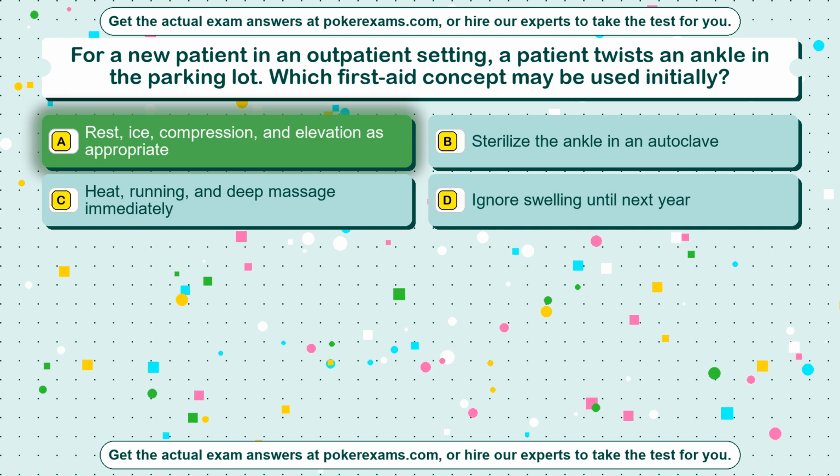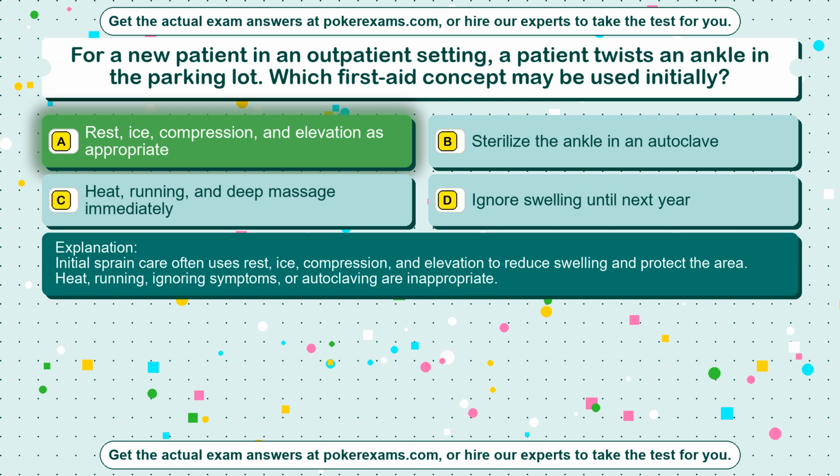The correct answer is option A. Rest, ice, compression, and elevation as appropriate. Initial sprain care often uses rest, ice, compression, and elevation to reduce swelling and protect the area. Heat, running, ignoring symptoms, or autoclaving are inappropriate.